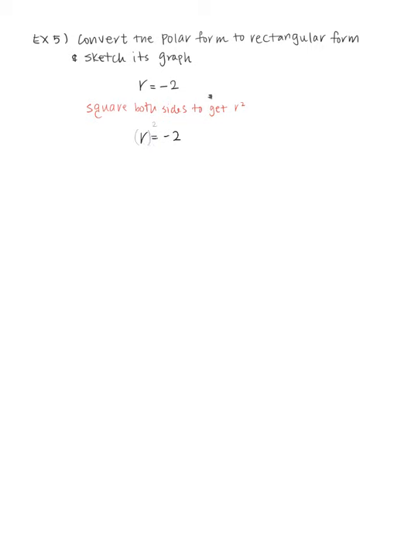If I'm going to square the left-hand side, I better square the right-hand side. So, what is it going to be? We got r squared equals 4. But the thing is, r squared is nothing but, let me just write it over here, r squared is x squared plus y squared. Now, this is all going to be 4. So that is the rectangular form.